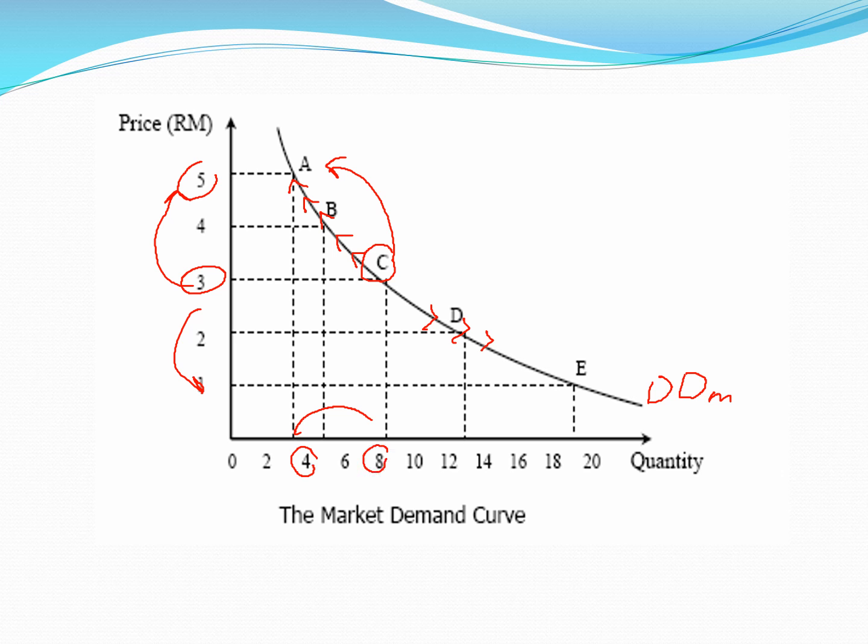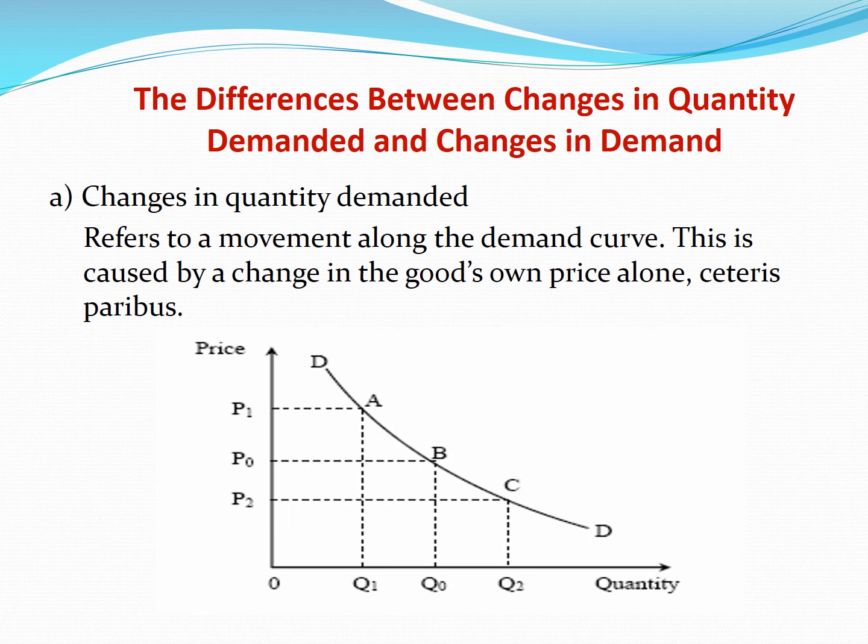If price drop, okay, it is a movement downward, referring to expansion demand. Okay, expand from 8 to 20. So if you go further, you will notice the difference between change in quantity demanded versus change in demand. This is quantity. Here, there's no quantity, only demand.